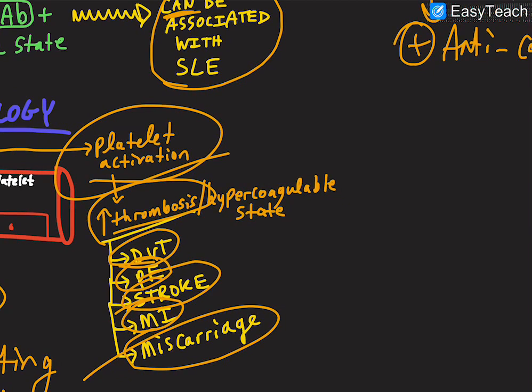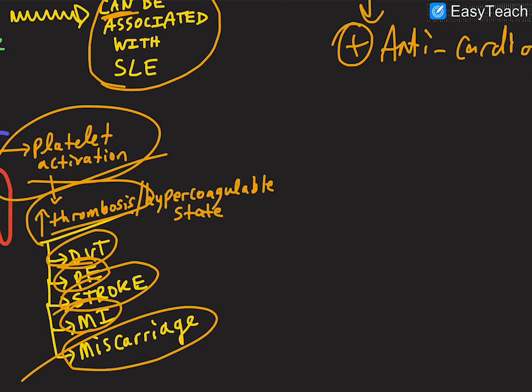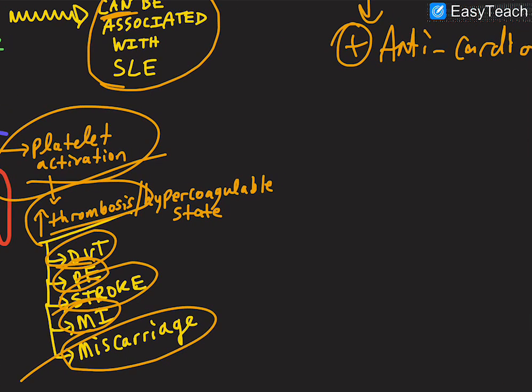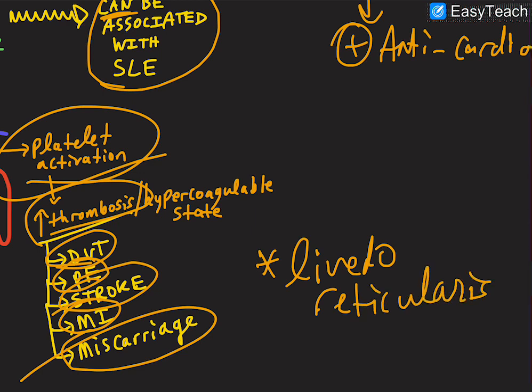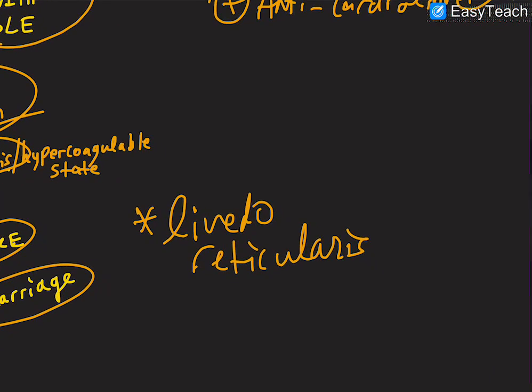And something else to know is that in patients with antiphospholipid syndrome, you have a hypercoagulable state. You form a lot of clots. And if you form a lot of clots, like in small blood vessels, then you can have something called livedo reticularis. So we have to actually talk about livedo reticularis because it's kind of interesting.